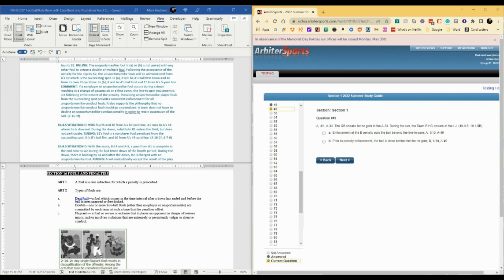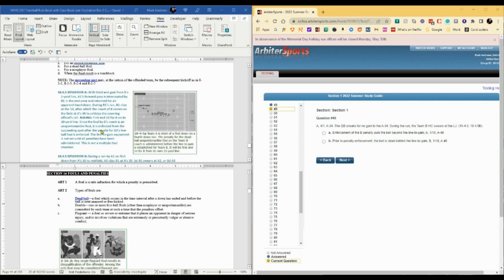All right. Question 49. A, 4th and 1 from the A34. The quarterback sneaks for no gain to the A34. During the run, the Team B head coach swears at the line judge. Well, that line judge must really be bad. The rule references 10.4.5 and casebook 10.4.5b. We didn't talk about 10.4.5, and we should have.